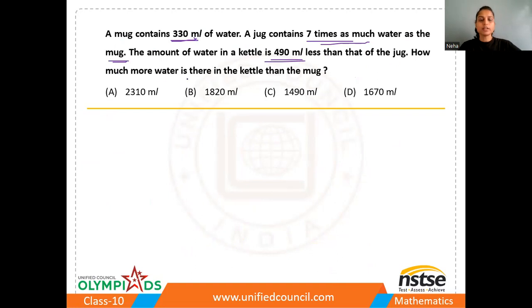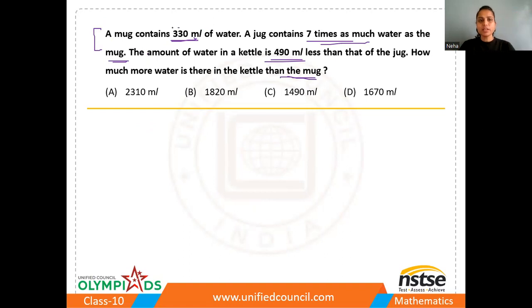So how much more water is there in the kettle than the mug? Okay. Perfect. So first of all, read the question line by line because this question has so much data. Don't be confused. Just read the first line and then write it here in short form. Okay, let's try this method.